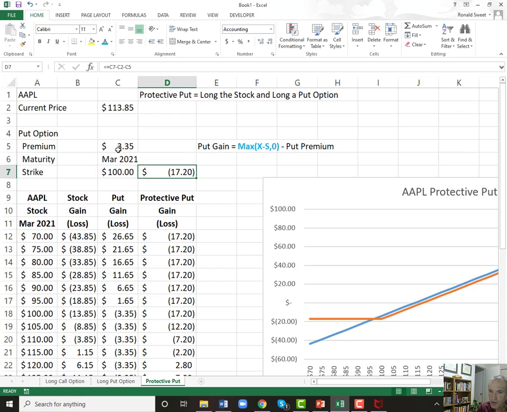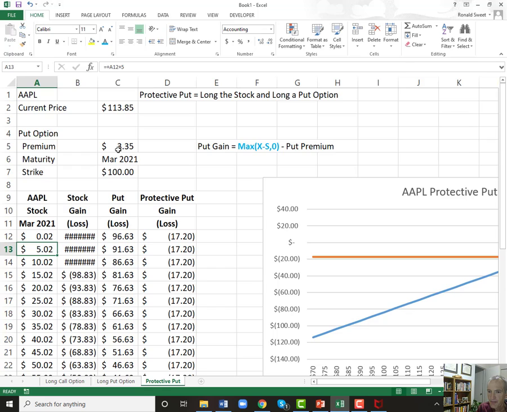So the most we can lose is the difference between our purchase price, $113.85, and the put strike price, and we lose the premium. So that's where that $17.20 goes. But that's the most we can lose. If the stock falls down to 2 cents, the most we lose is still $17.20.